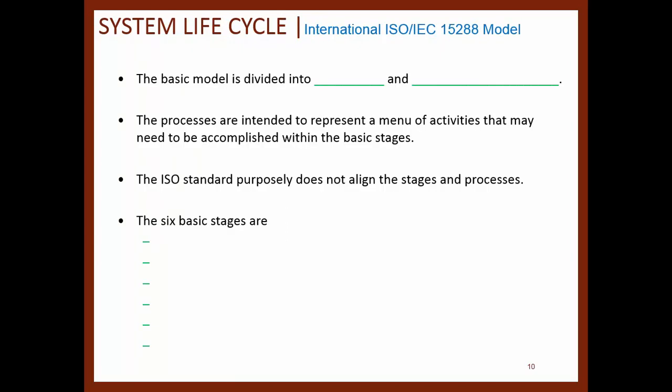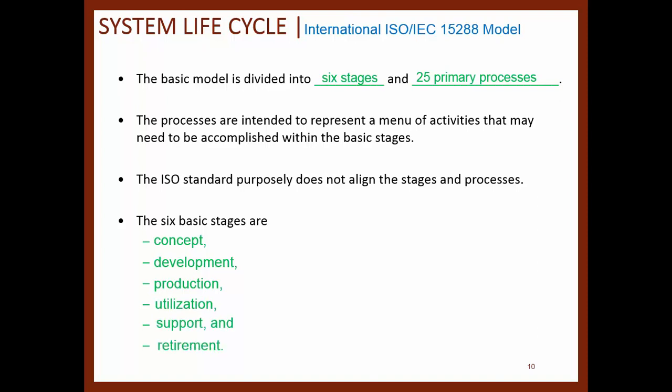So for the international ISO model, the basic model is divided into 6 stages, and it has 25 primary processes. The processes are intended to represent a menu of activities that may need to be accomplished within the basic stages. Okay, so 6 major stages and 25 primary processes within the stages. The ISO standard purposely does not align the stages and processes, but the 6 basic stages are the following. You start with the concept, move to development, to production, utilization, support, and retirement.